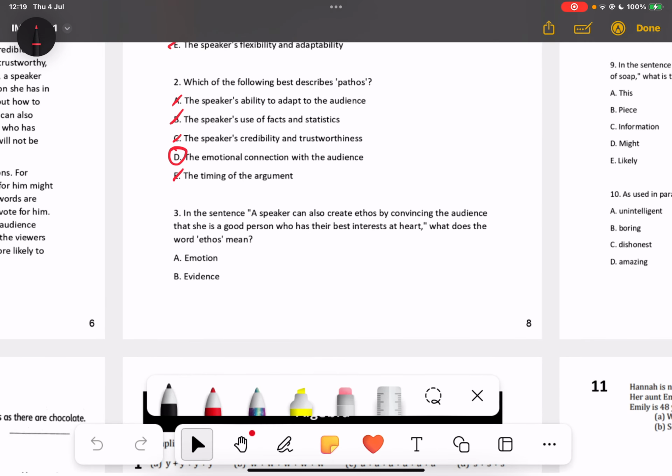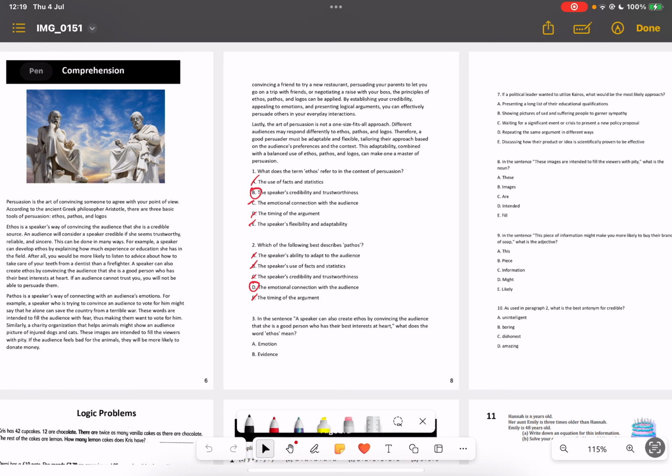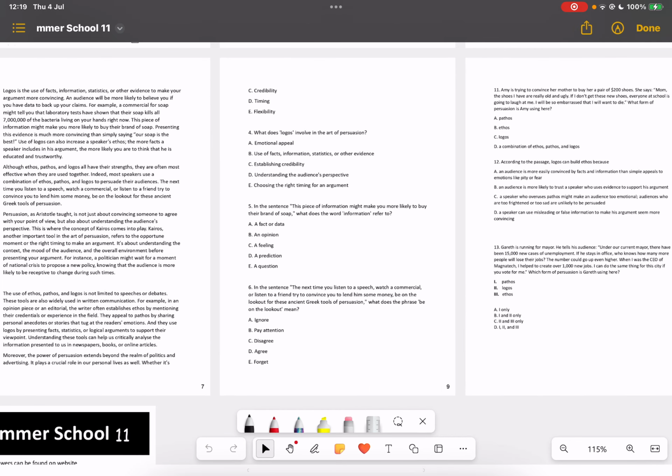Alright, 3. In the sentence, a speaker can also create ethos by convincing the audience that she is a good person who has their best interests at heart, what does the word ethos mean? So this is very similar to question 1. So A, emotion. B, evidence. C, credibility. D, timing. Or E, flexibility. Well, this one is going to be their credibility, so C. Next.